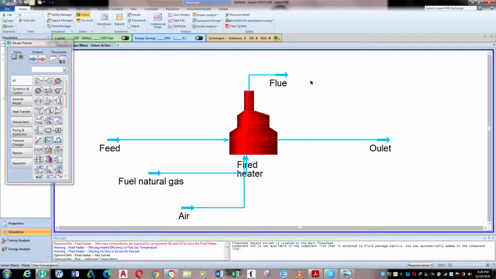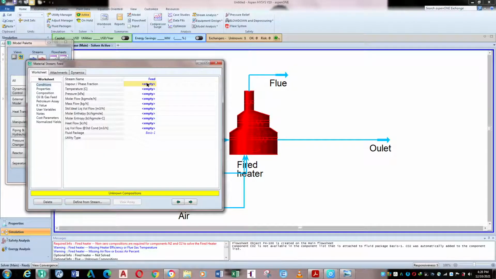Okay, so the feed is entirely a gaseous stream, so the vapor fraction is 1. And then the temperature is coming in at, let's say, 480 degrees Celsius, and the pressure maybe at 20 bar. That's about 2000 kilopascals. And then the molar flow rate, maybe let's say 261 kilomoles per hour.